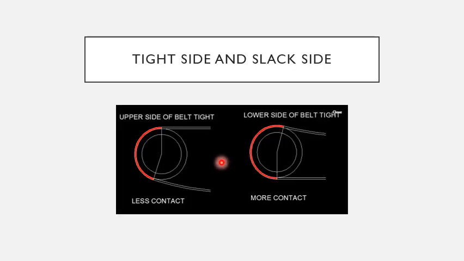So why there is a tight side and a slack side? When there is more contact between the pulley and the belt, the lower side of the belt is the tight side, and when there is less contact, then the upper side of the belt is tight and the lower side of the belt is slack side.